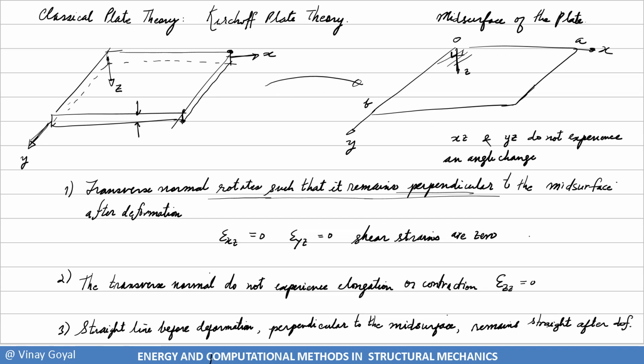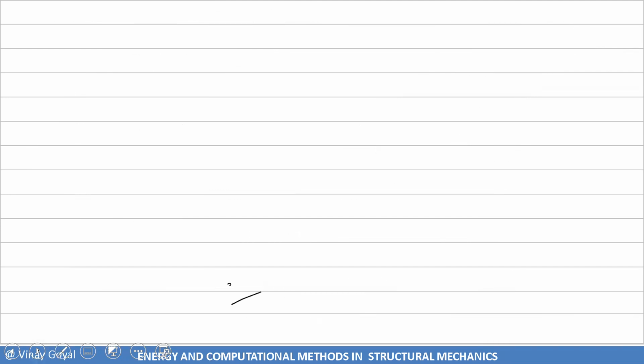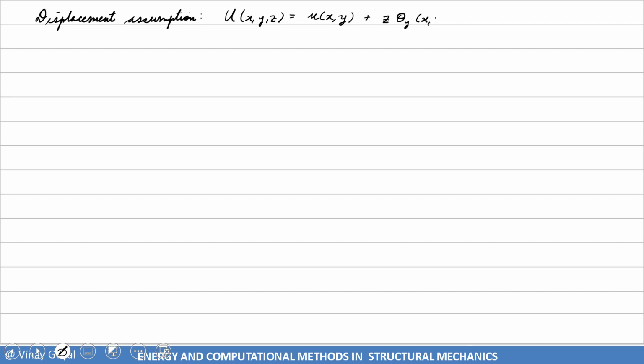And the implication here is that the transverse displacement, which is w, is independent of the transverse coordinate. In other words, w(x, y, z), which is this direction here. So that's the deflection w, that's the deflection u, that's the deflection v. Is it w(x, y) like that? So therefore, I'm looking at a displacement assumption that looks like this: U, small u, V, small v.